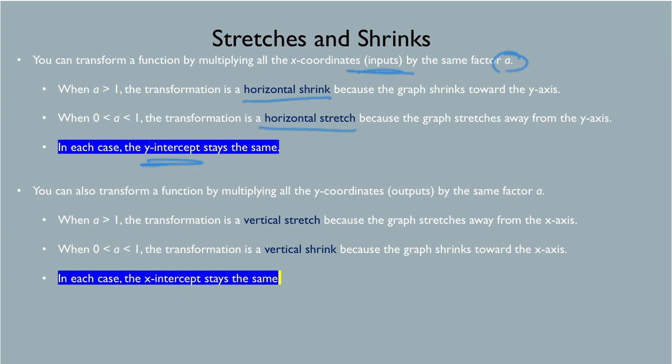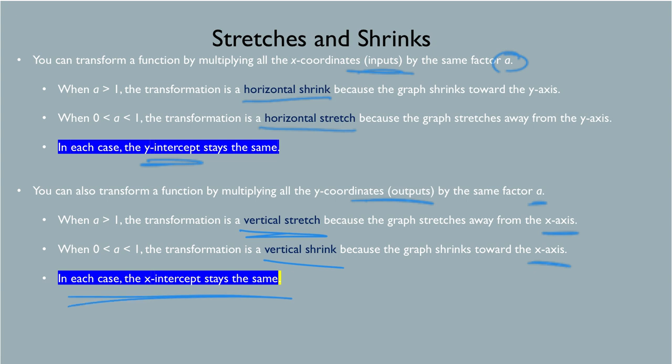You can also transform a function by multiplying all the y coordinates, which are who? Our outputs, by the same factor of a. So now we're multiplying the y with a. Before we were multiplying our inputs by the factor of a. When a is greater than 1, it's going to be a vertical stretch, because the graph stretches away from the x-axis. When 0 is less than a and less than 1, the transformation is going to be a vertical shrink, because the graph shrinks towards the x-axis. In each case, the x-intercept stays the same.